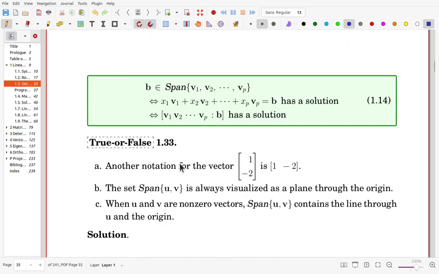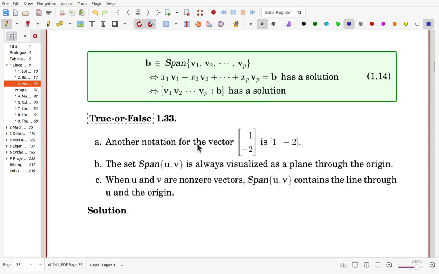Okay. Here we summarize what we have done. A vector b is in the span of v1 to vp. That is equivalent to saying that the linear combination x1 v1 plus and so on equals b has a solution. And in the same way, we can say that the augmented matrix has a solution, right? Okay, that's a summary of what we have learned through this second part of the section.